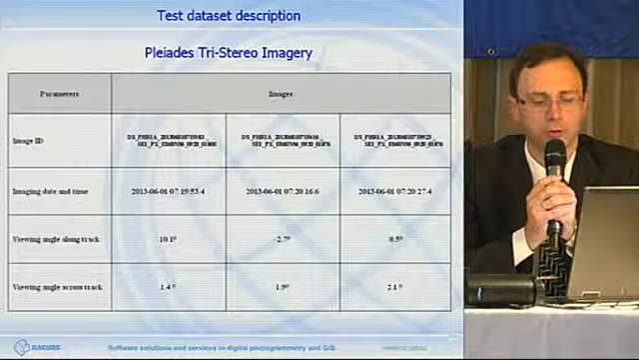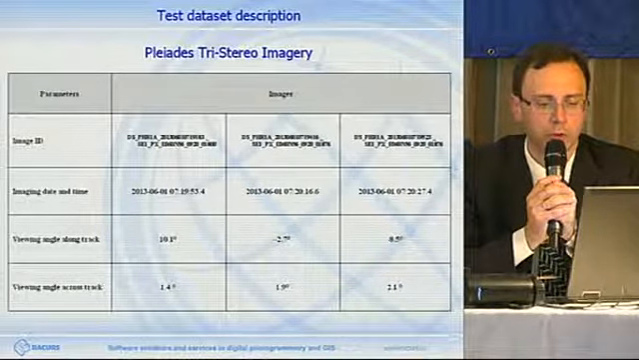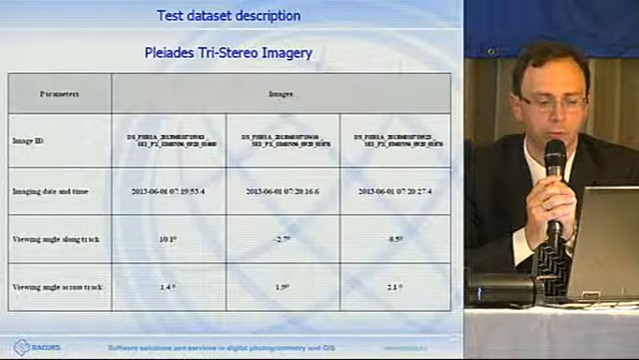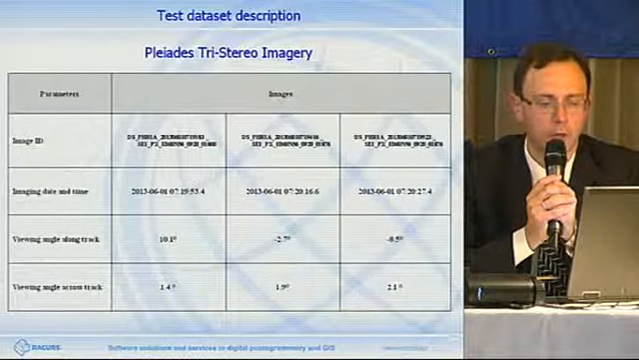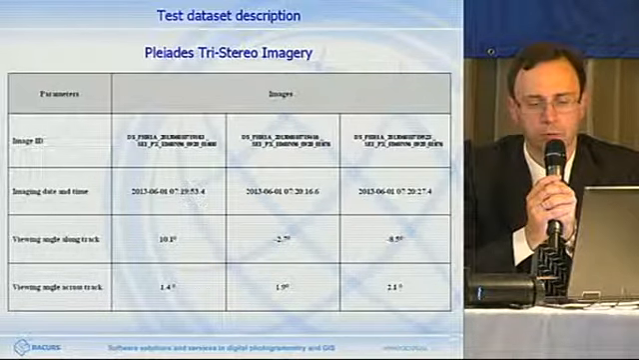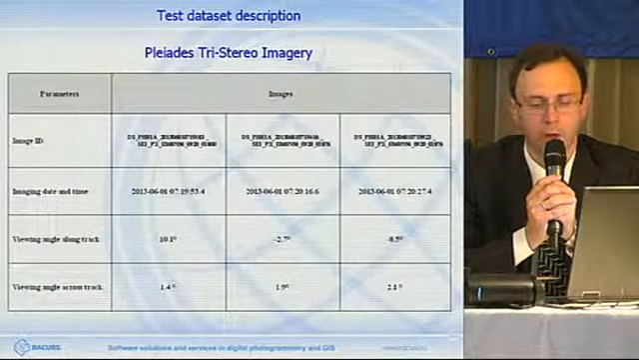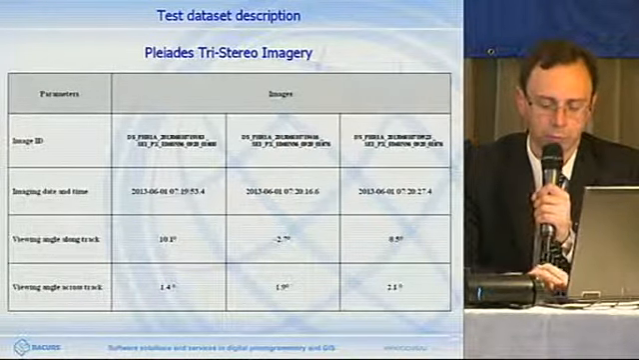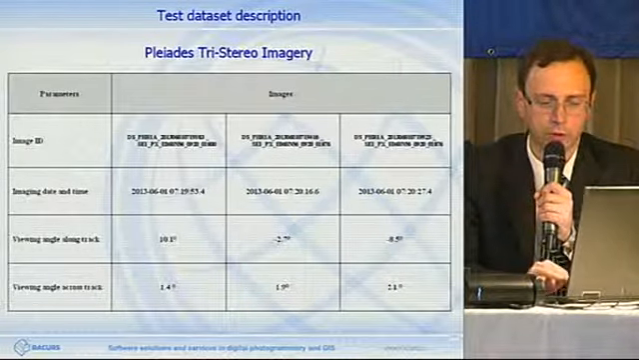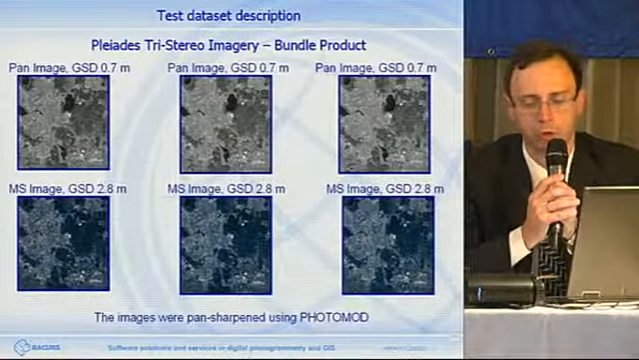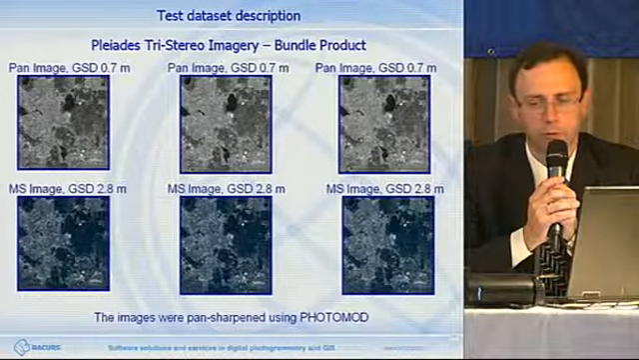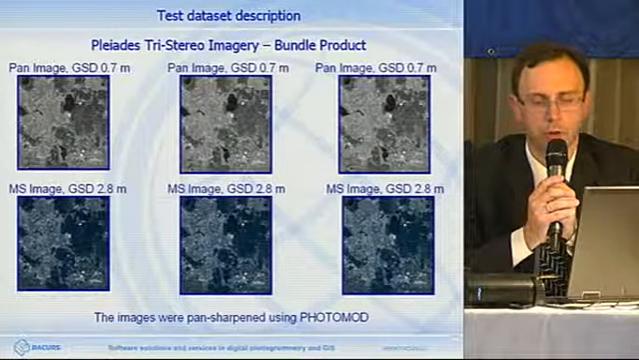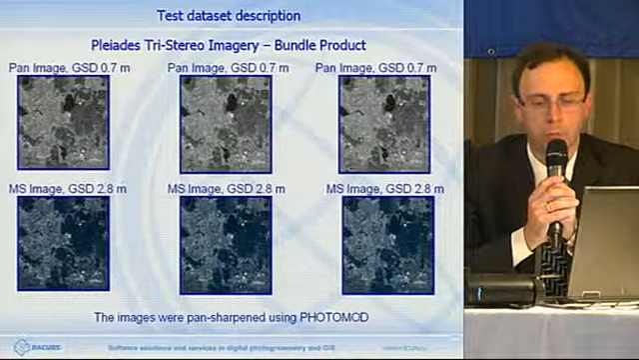Here you can see the parameters of the used images. Here you should pay special attention to the fact that they had been acquired from a single pass. You can see it from the date of acquisition, and the difference between the nadir deviation is not that much. So the acquired stereo pairs, as we will see later on, will have very low base component. There was a bundle product and separately panchromatic, separately multispectral images.